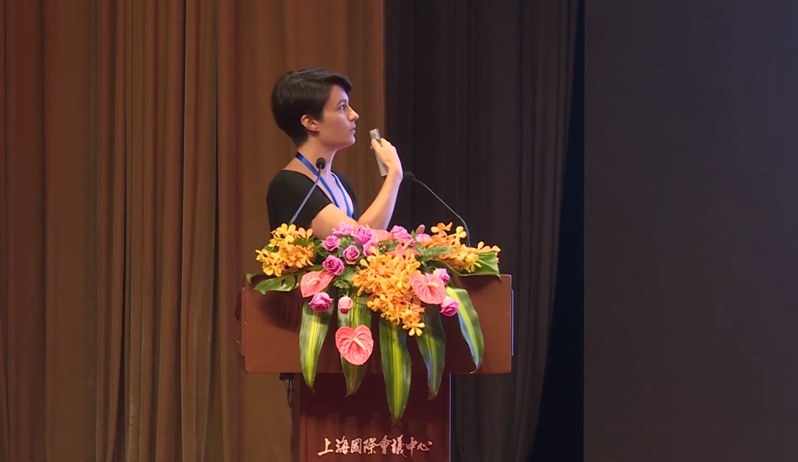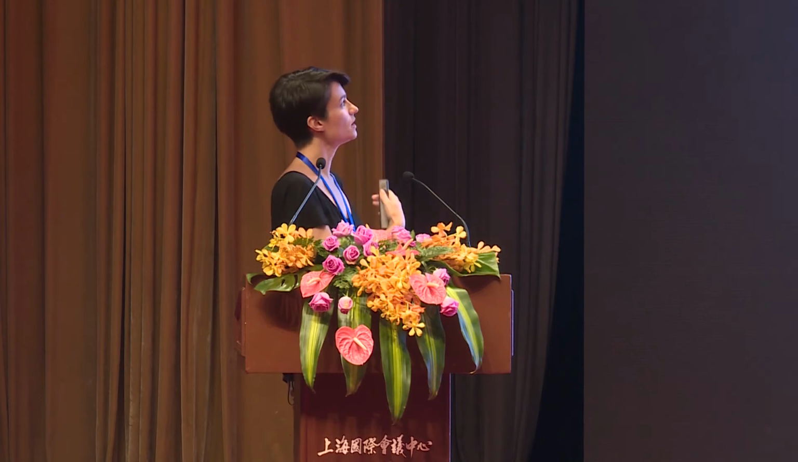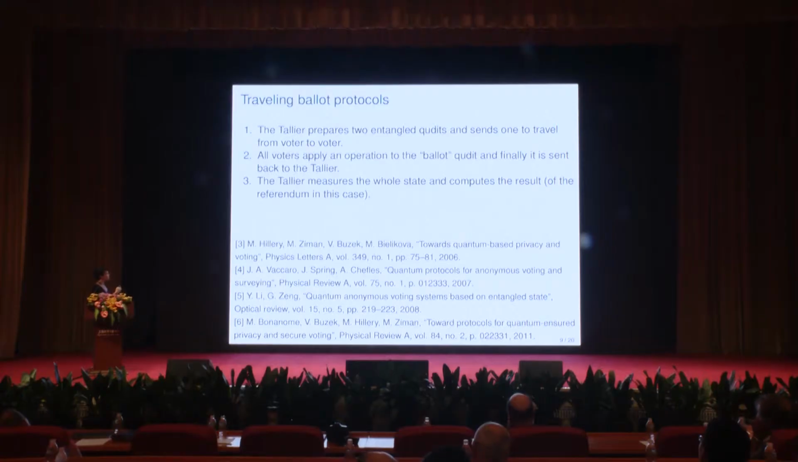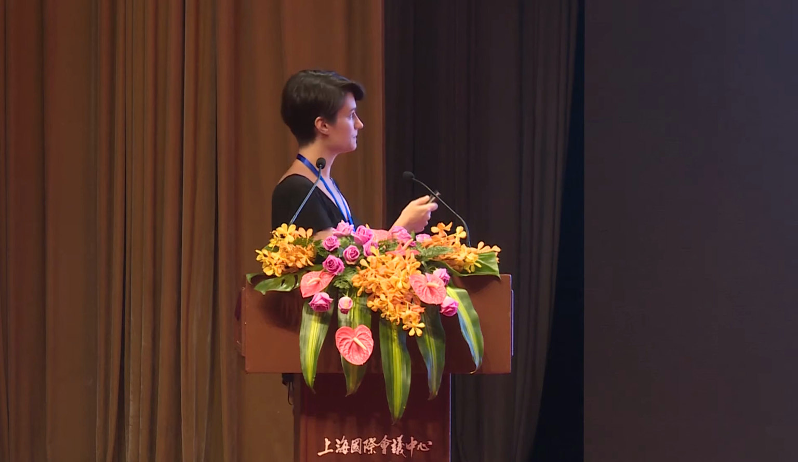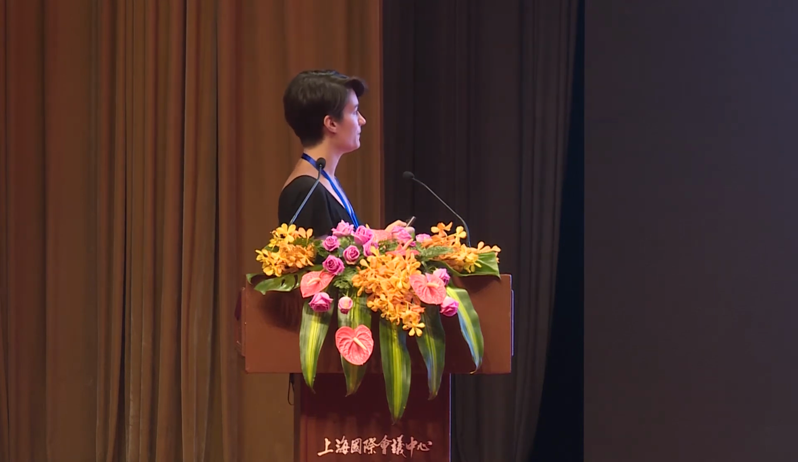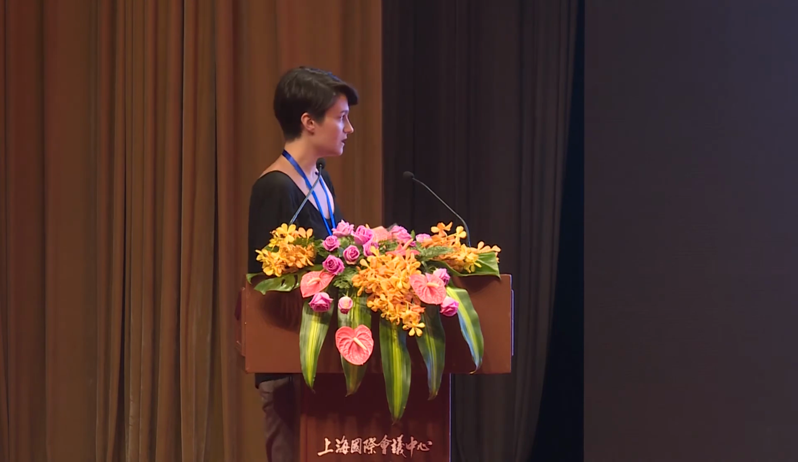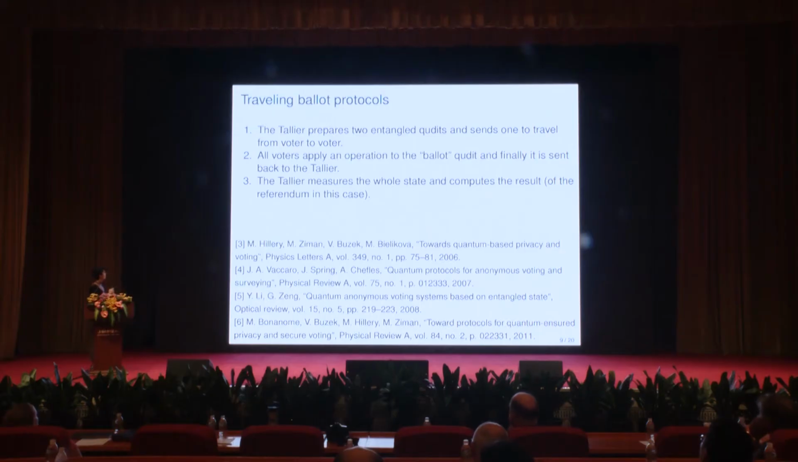If they want to vote in a referendum election, for example, for yes, then they apply an operation. If they want to vote for no, they don't apply anything. So this ballot qubit goes around and then back to the tallyer, and then the tallyer does a measurement on the whole state and computes the result. There have been a number of papers on this type of protocol, starting from 2006 and the last one in 2011, unless we're missing something.